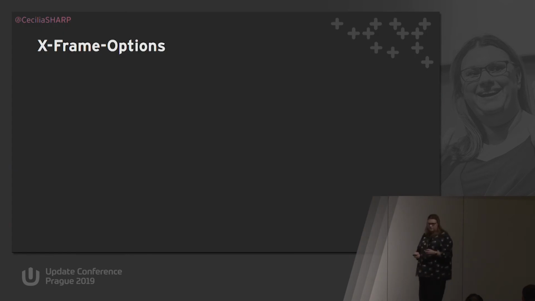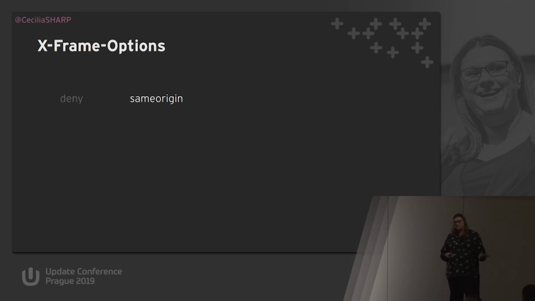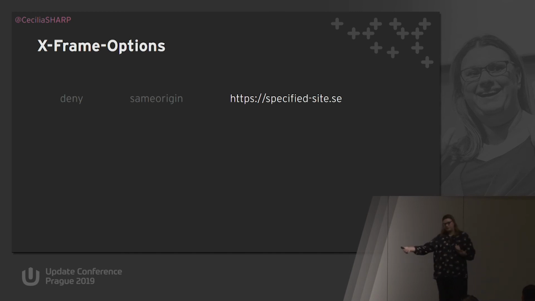And we have some options. We can say that it's not allowed anywhere: don't frame my page. Or it's okay to frame me at the same origin, so the same site can frame myself. Or you can specify a specific site that is allowed to frame me. The limitation here is that you can only state one of those. So you can't say that it's your own site and another site. That has to be done with the CSP.